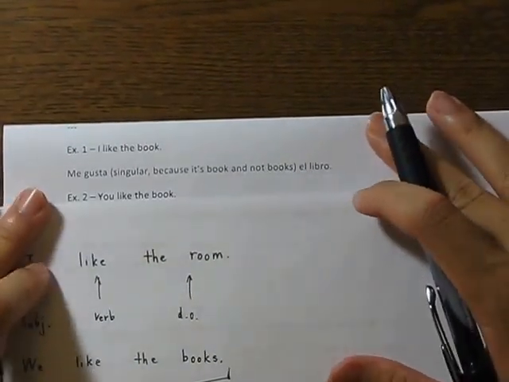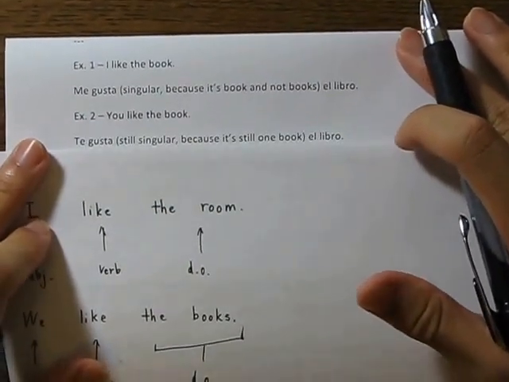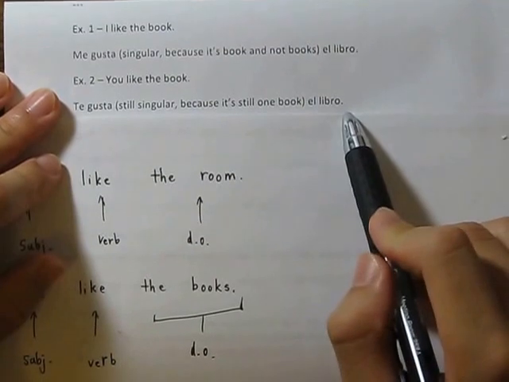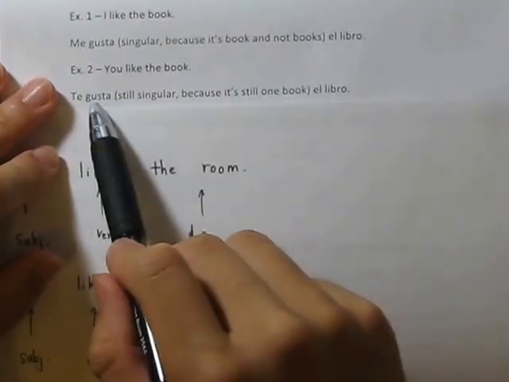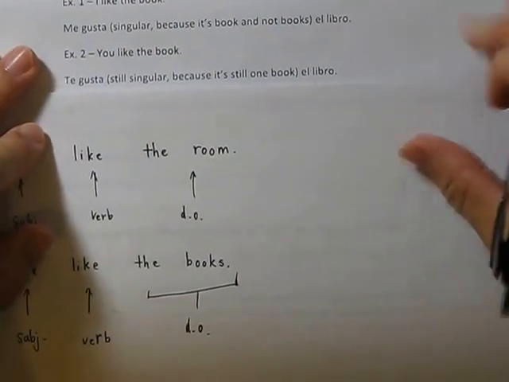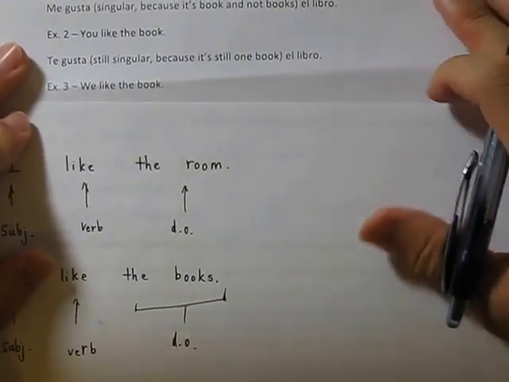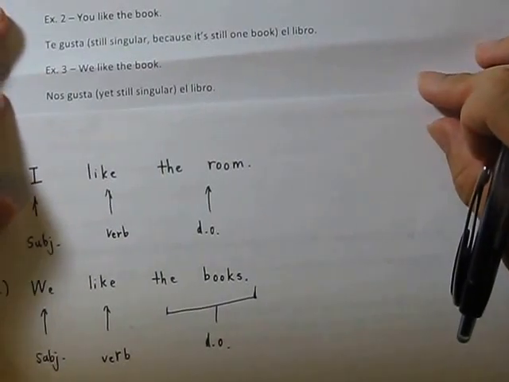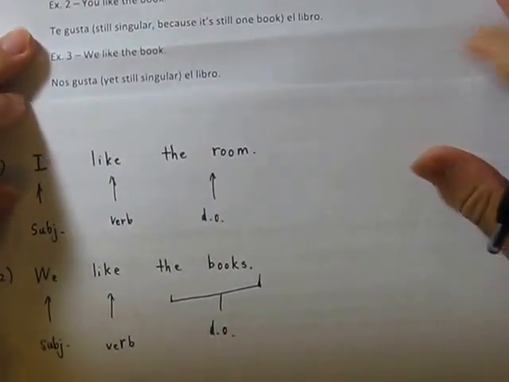So in example 2, I say you like the book. Now, how would you translate it? You would say te gusta el libro. Since the book is still singular, you still use gusta and not gustan, right? Because it's only one book. Number 3, we say we like the book, right? How would we translate this? That's right, nos gusta el libro, because the book is yet still singular.